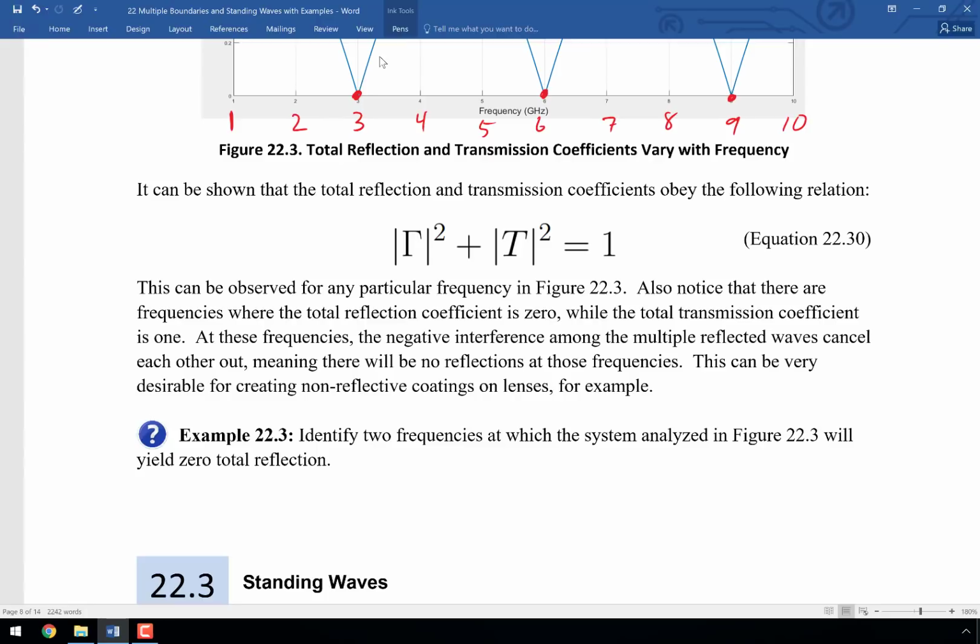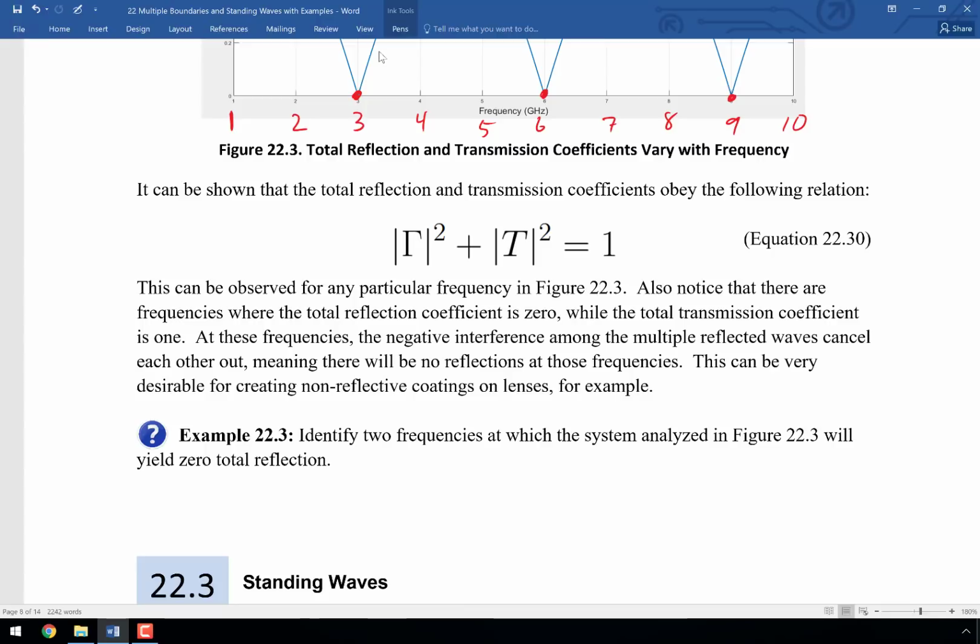So that means that we're going to be able to pretty easily break down what fraction of the energy, what fraction of the power, is transmitted. That would be the magnitude of t squared. And what fraction or portion of the energy is reflected? That would be the magnitude of gamma squared.